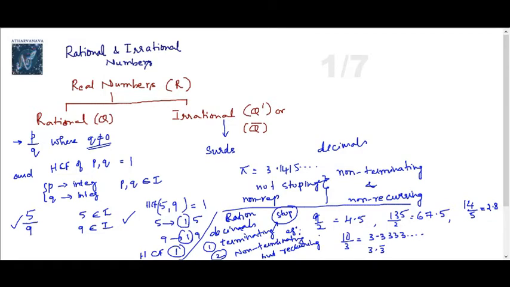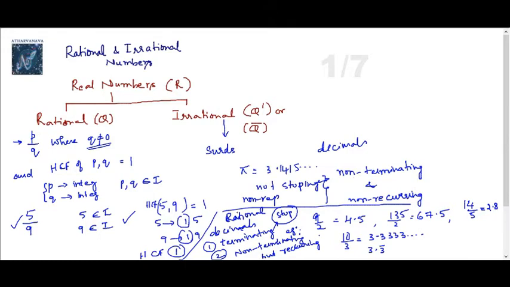So if there is a termination, then it's a rational number. If there is no termination, but there is repetition, then also it comes under the rational numbers. We have methods to convert this into rational numbers. So overall, I can say that a rational number has this pattern of P by Q.